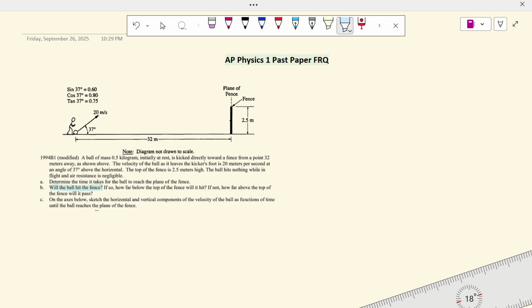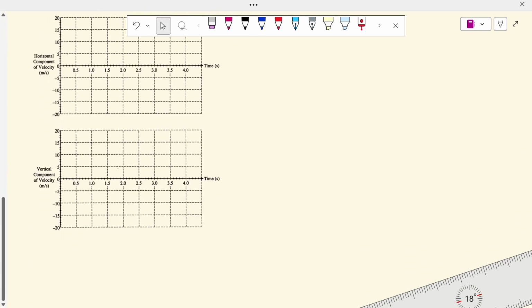And also we have to find out how much time it will take to reach the plane of the fence. Meaning, if it is reaching the fence, either above the fence or hitting the fence, how much time will it take to cover 32 meters? That you also have to calculate. And then we will also draw the graphs.